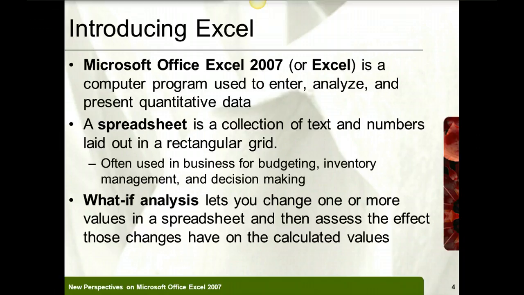So Office 2007 or 2010, if you have it, is a program used to enter, analyze, and present quantitative data. A spreadsheet is a collection of text and numbers laid out in a rectangular grid. It's often used in businesses for budgeting, inventory management, and decision making. What-if analysis lets you change one or more values and then assess the effect. For instance, if you budgeted $200 for utilities and it happens to be $250 when the budget hits for the month, you can change it in the spreadsheet and it'll change your total.